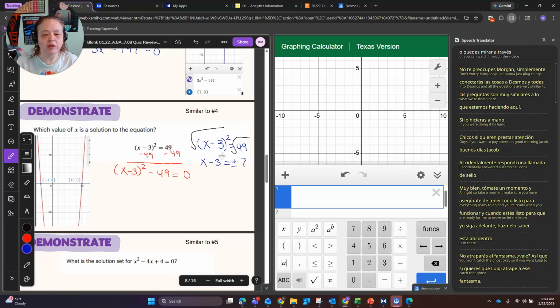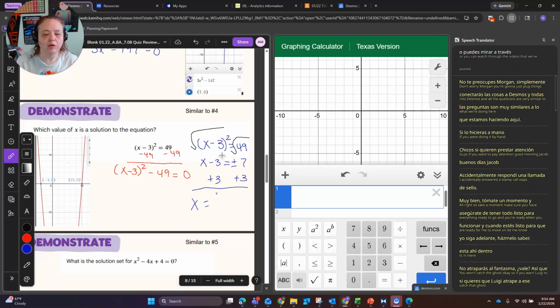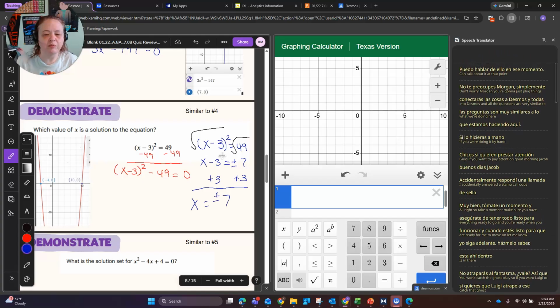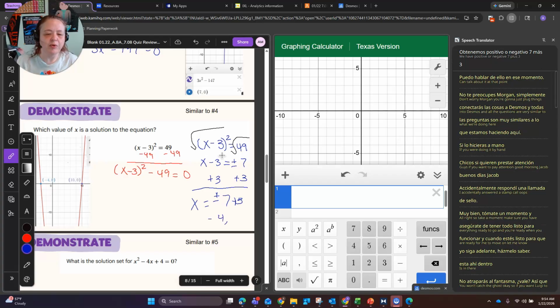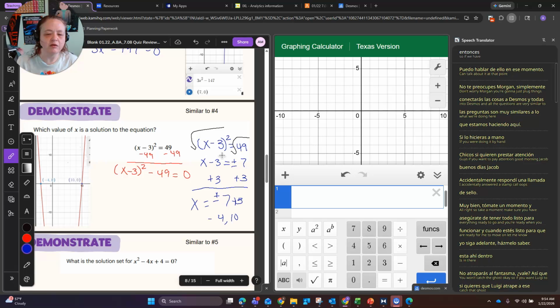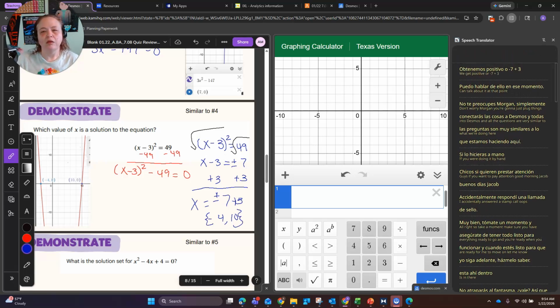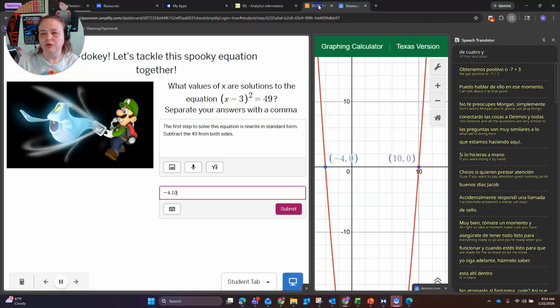Okay, so when we do this by hand, we get positive or negative 7 plus 3. So if we had negative 7 plus 3, that's how we get negative 4. And positive 7 plus 3 is 10. All right. So let's move on to the next question.